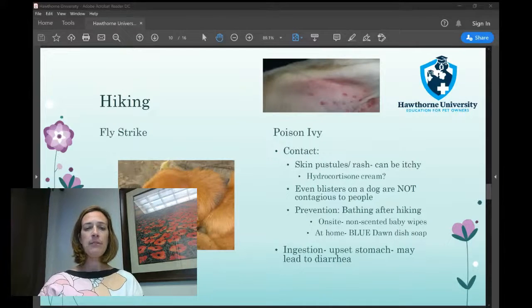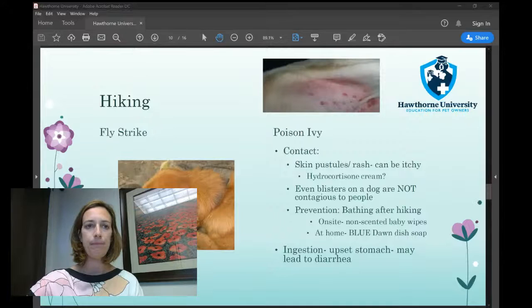Some people have asked what happens if your dog eats poison ivy. It can cause an upset stomach. Sometimes it can lead to diarrhea. 9 times out of 10, it is self-limiting, but diarrhea can be common, so something to watch out for. It doesn't usually cause any pustules or rash in the mouth, though. It's more of a GI thing that takes place.